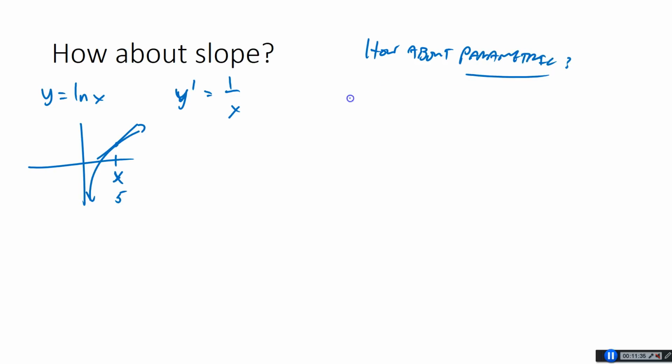So the problem here is that we have x is some function of t, and y is some function of t. But what I still want is dy dx. So what we're going to do is use some fancy algebra to be able to tease dy dx out of this equation.